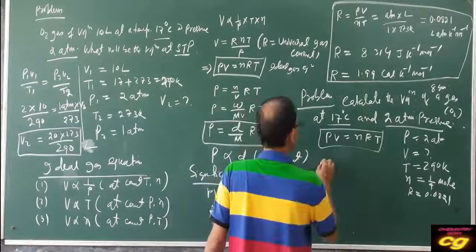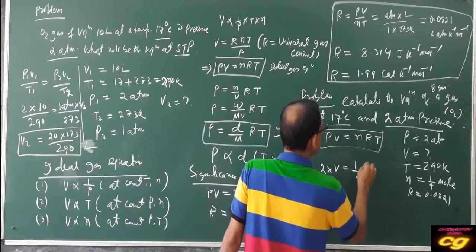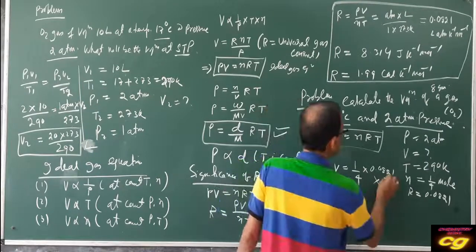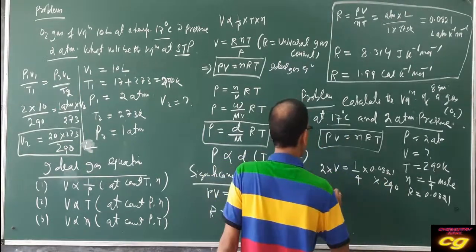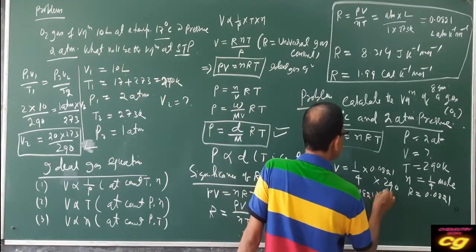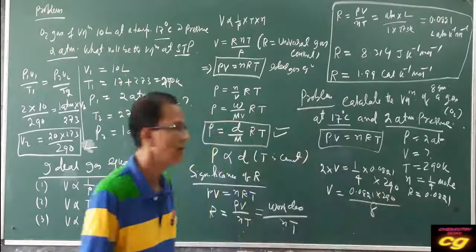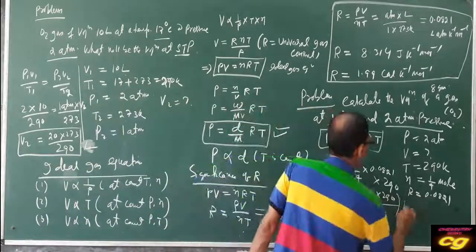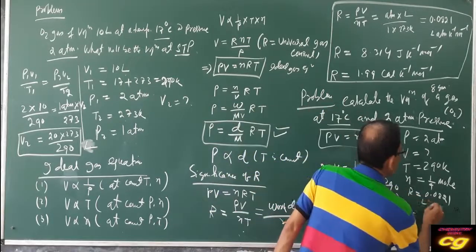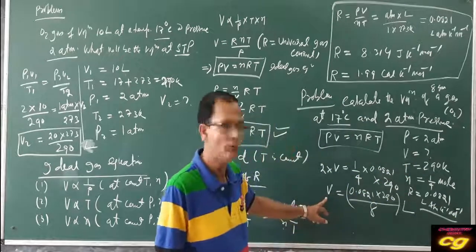So now what is the value of volume? We will put in the data. P is 2. V is asked. n is equal to 1 by 4. R is 0.0821. T is 290. You put this in, then V will be 0.0821 into 290 upon 8. So that value we will get. The answer will be in liter, because we have taken the R value in liter atmosphere per degree per mole. So the volume will be calculated in liters.